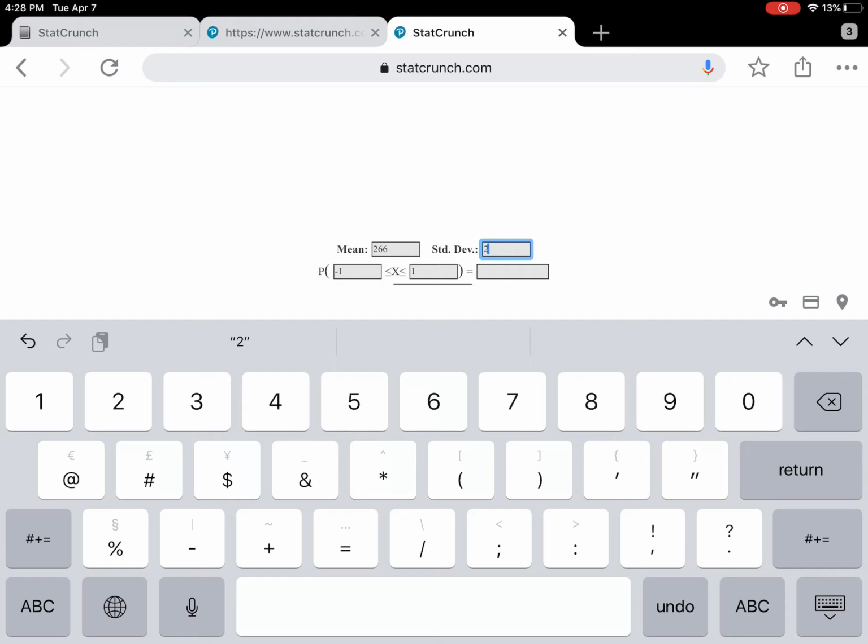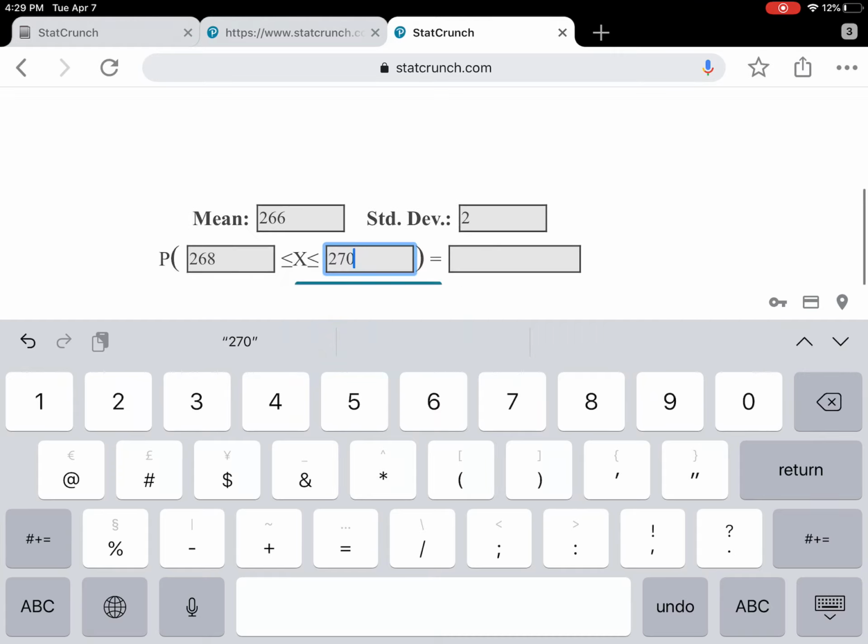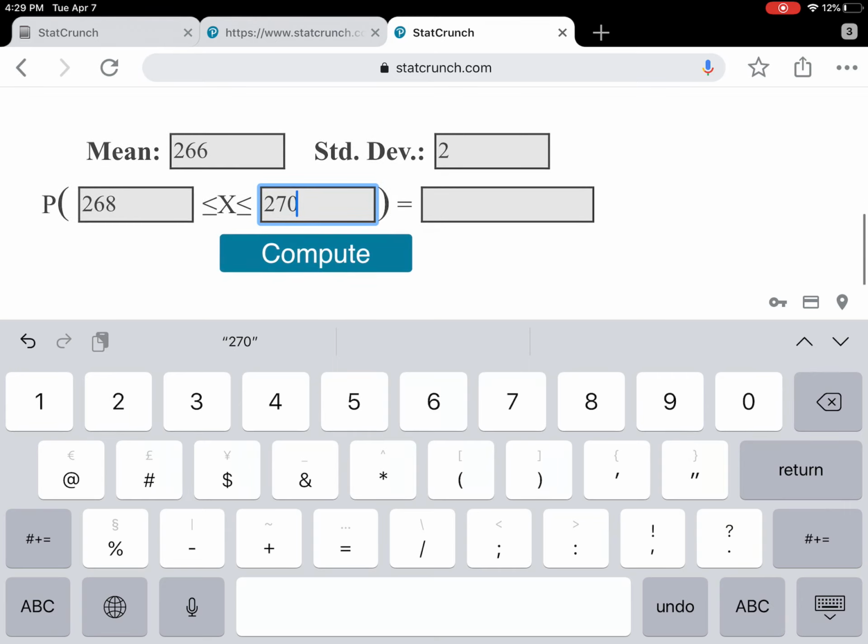Now between, what were the two numbers? Well, first we gotta give it the mean. Remember, the mean was 266 days. The standard deviation is 2, because we found that out. I mean, that's the standard error that we had to calculate for the sample size of 144. And we're looking for the probability that x is in between 268 but less than 270 days.